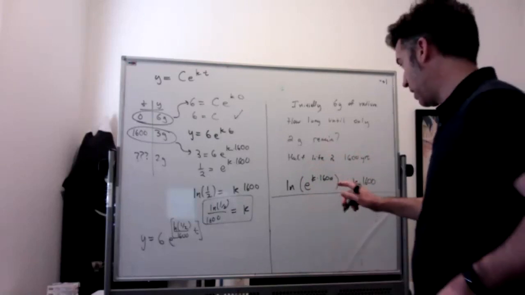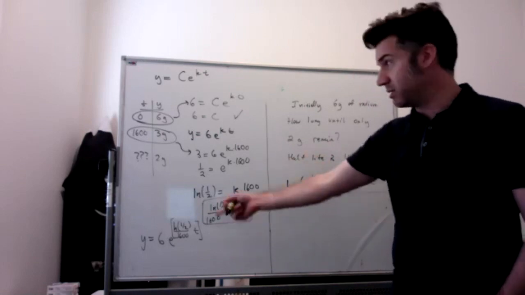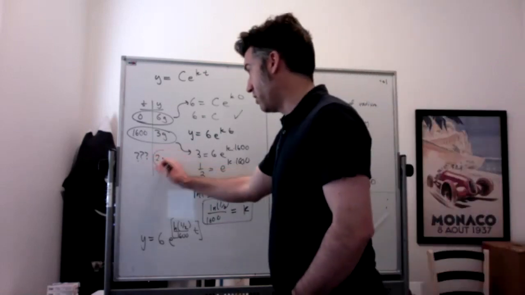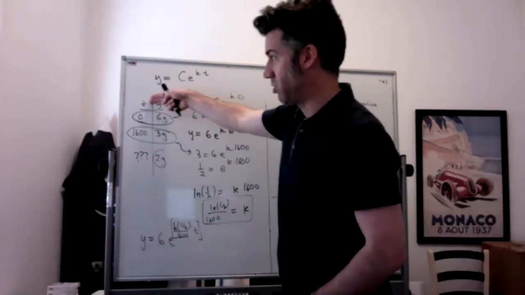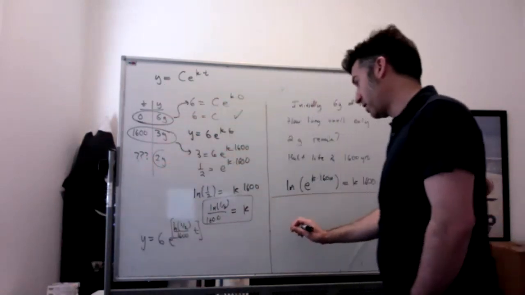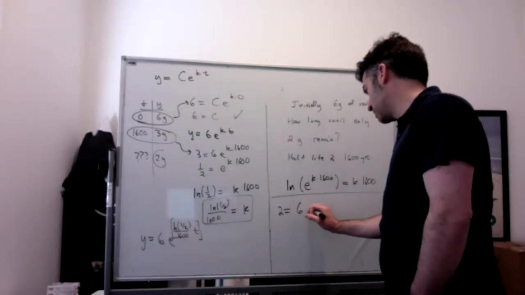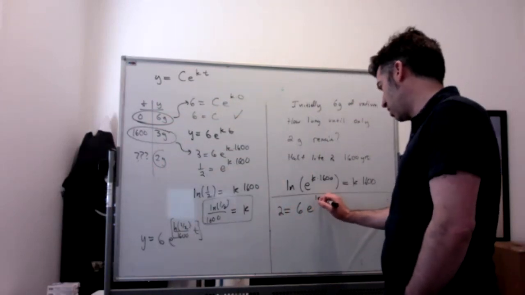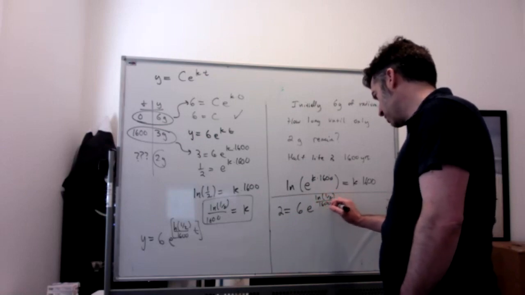So I'm going to set this equal to 2, right? Because I want to know. This is why I like this chart, by the way. I'm setting y equal to 2, and I'm solving for t. I set y equal to 2. I'm going to get 2 equal to 6 e to the natural log of 1/2 over 1600 times t.